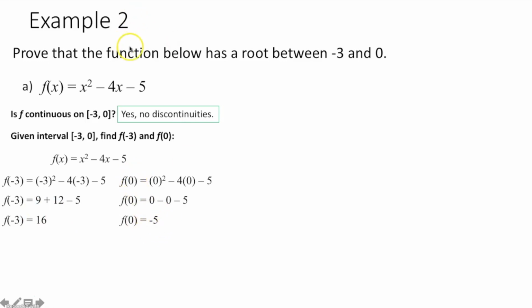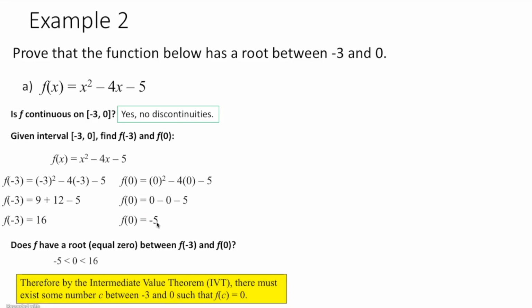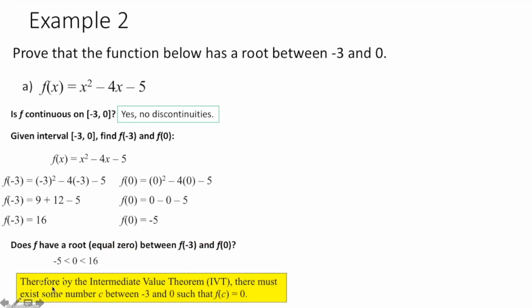Now we're trying to prove that the function has a root between -3 and 0, meaning that y equals 0 at some point on this interval. If we look at the two y values that go with our endpoints, they are 16 and -5. So is 0 between 16 and -5? The answer is yes. Therefore, by the intermediate value theorem, there must exist some number c, some x value, between -3 and 0, such that f of c is equal to 0. You have a root on this interval.